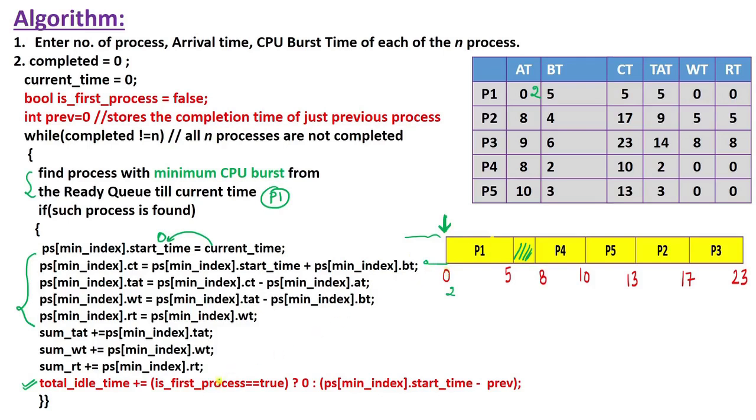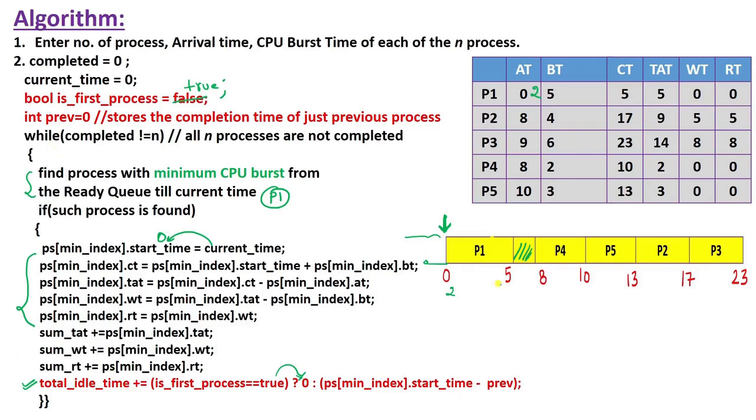To check that, I am saying: is this variable, is first process, equal to true? Initially it is false, so it should initially be true. So I will say yes, for the first process it is true, so I will say total idle time is 0. For the first process it is 0.